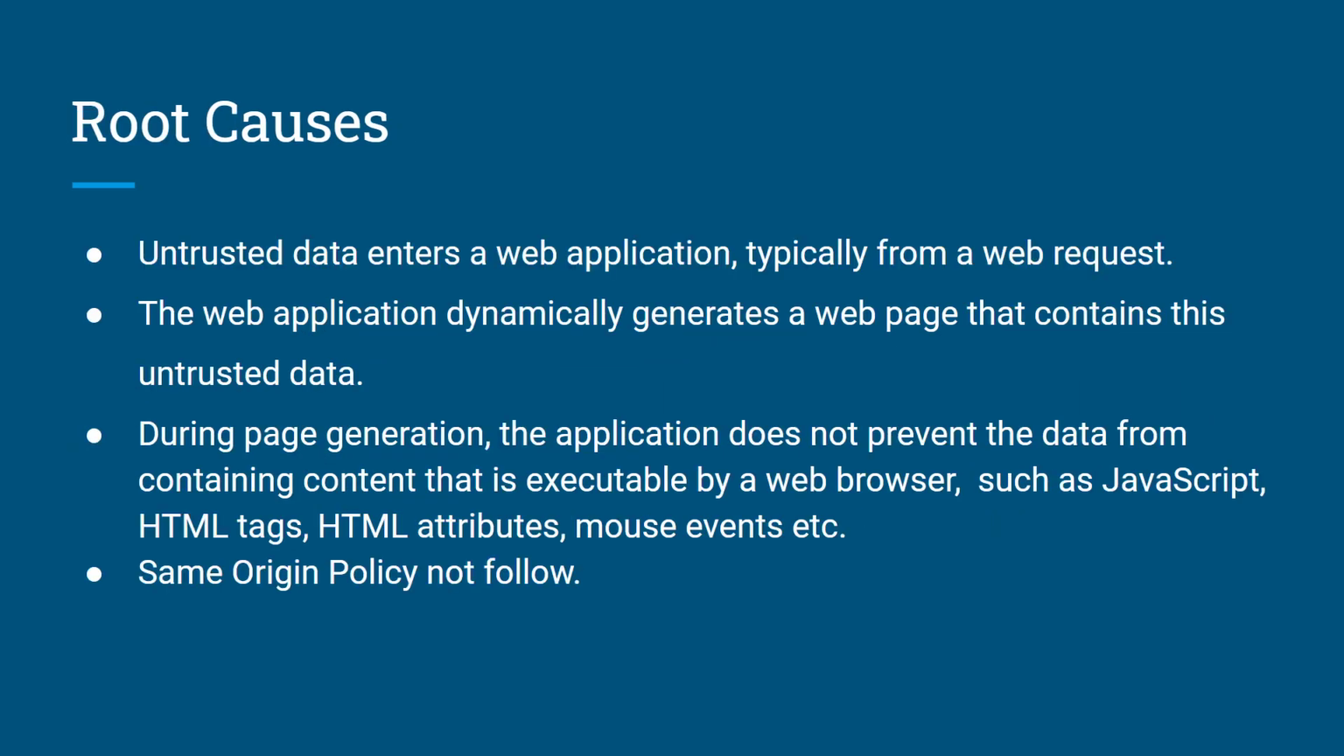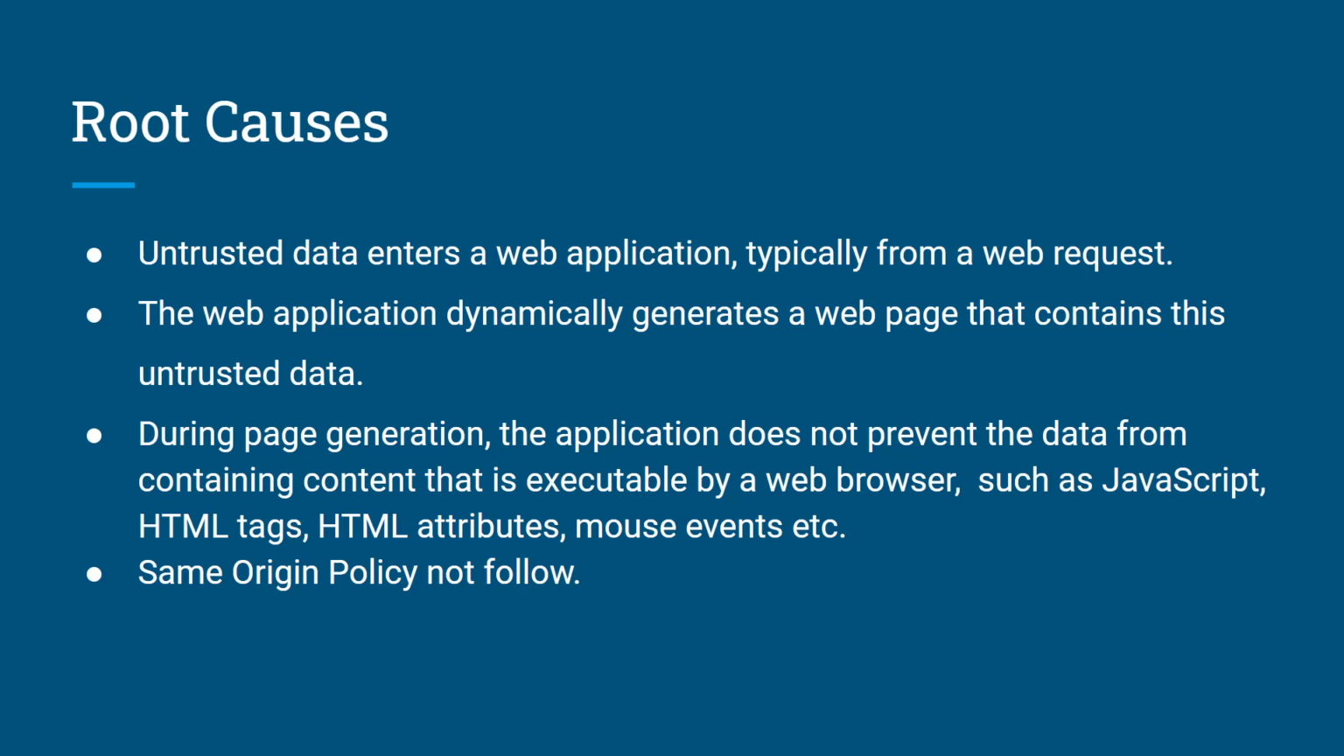Root causes. Untrusted data enters a web application, typically from a web request. That means when we are giving input in any web page form, this data comes directly to the application. The web application dynamically generates a web page that contains this untrusted data. That means when we get data from a directly submitted form and store it in our database, after that we are rendering that data to our web page.